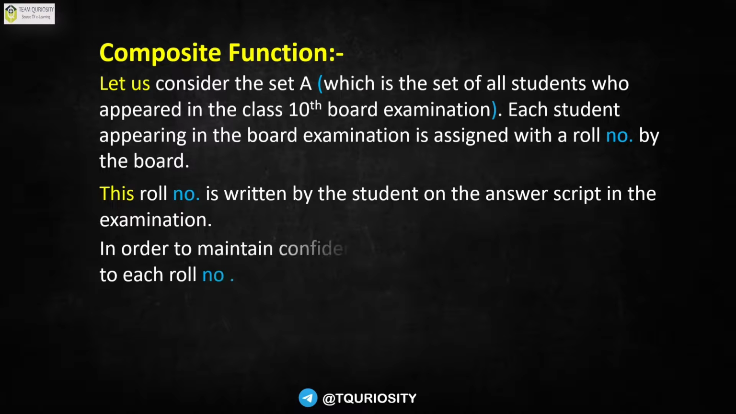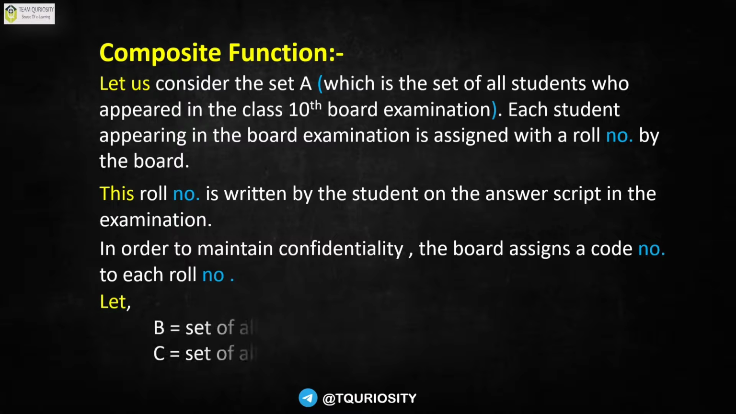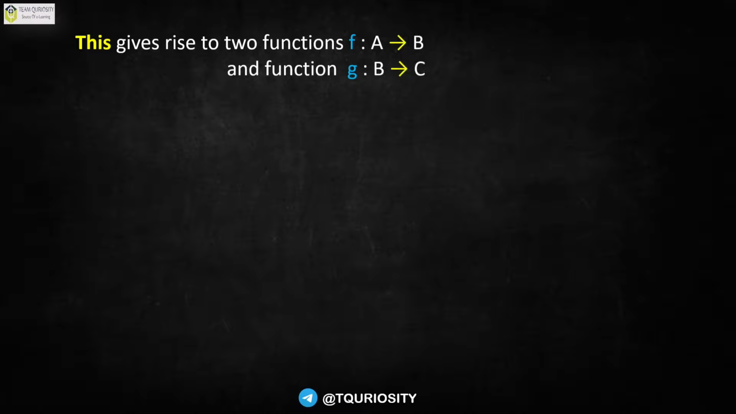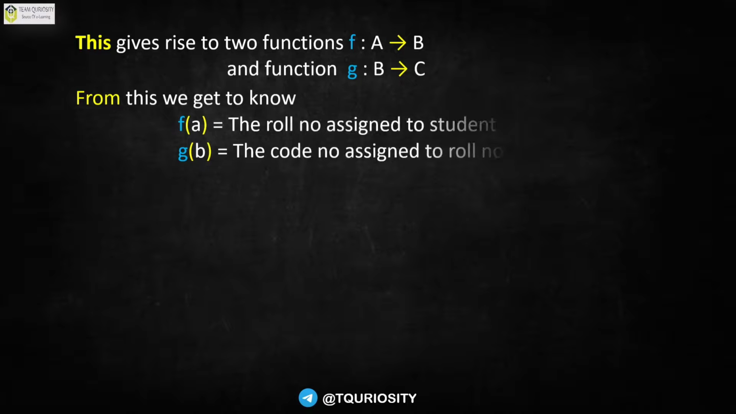In order to have confidentiality, the board assigns a code number to each roll number. Let B be the set of all roll numbers and C be the set of all code numbers. This gives rise to two functions, function f from A to B and function g from B to C. From this, we get to know f of a is the roll number assigned to student a, and g of b is the code number assigned to roll number b.